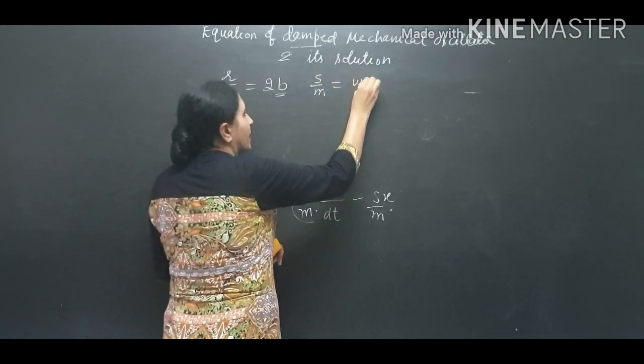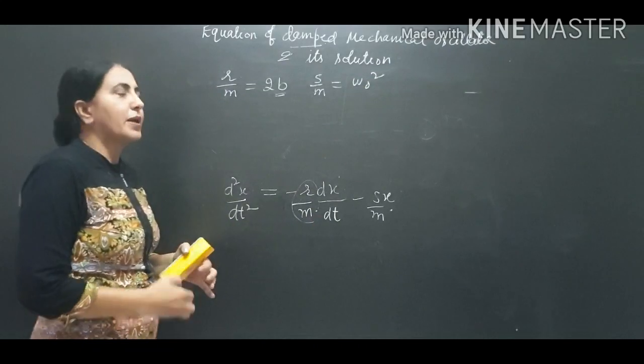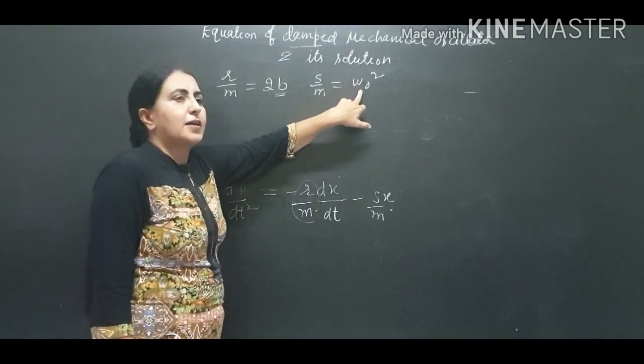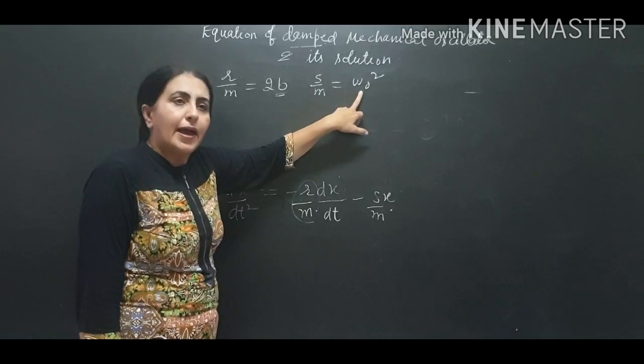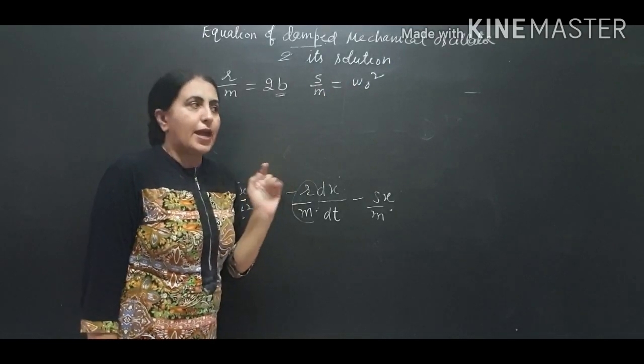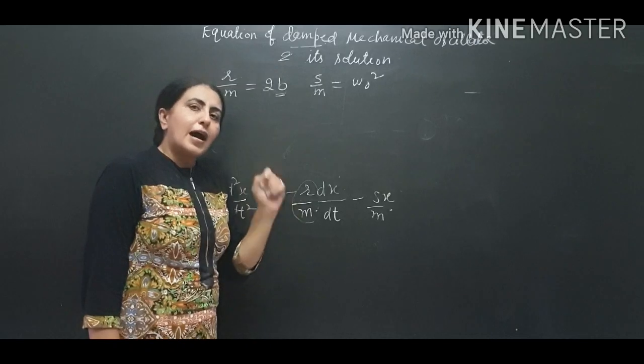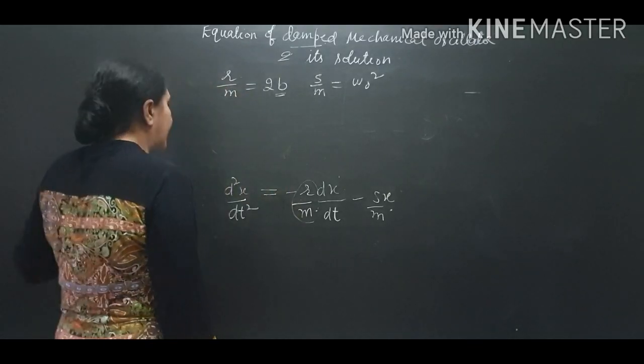That is equal to omega naught square. That is the angular frequency for an undamped mechanical oscillator.